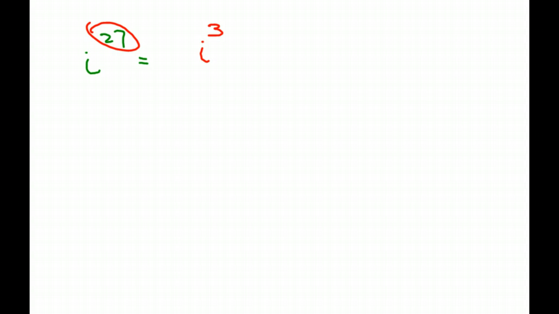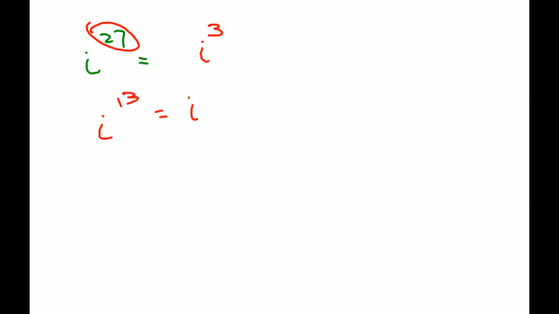Why is it 4? It's always divided by 4. Whatever your remainder is, that's the power. So if I have a remainder of 3, i cubed is -i. i to the 13th power is going to be i to the first, which is i, according to the table.